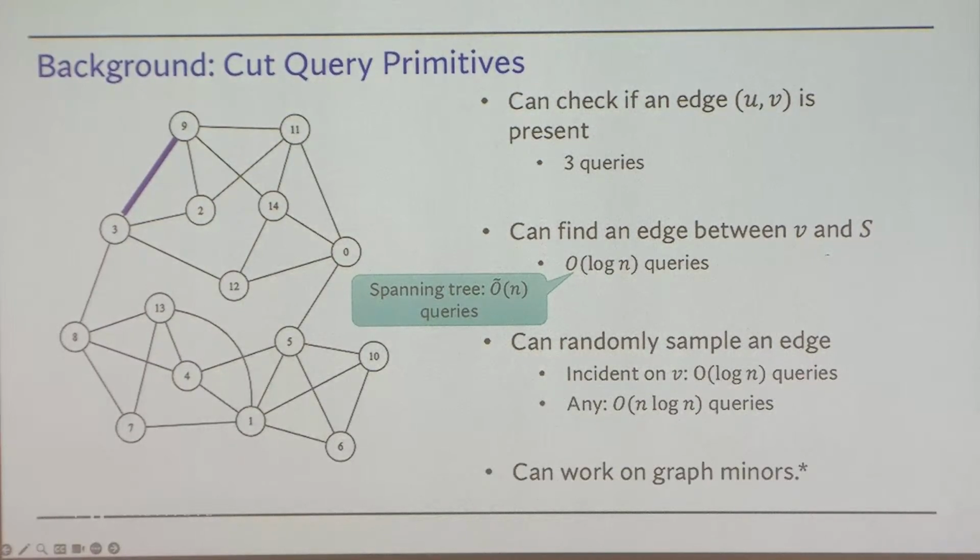And also, one of the interesting things about this kind of query is that this can work on graph minors. If you know what edges you have deleted from the graph or what you have contracted, you can do the cut queries in the original graph, subtract some numbers, and pretend that you are working on the graph minor.